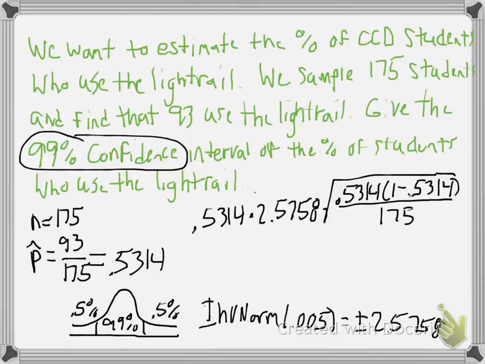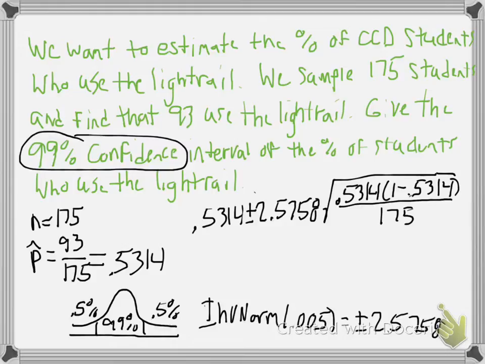Alright, so you type that into your calculator in the same order. So I do 0.5314 times 2.5758. Or no, sorry. Ooh, I'm making a big mistake. Sorry, this wasn't 0.5314 times, it was plus or minus. Plus or minus right there. Ooh, let me erase that and fix that. I'm sorry, guys. So, plus or minus 2.57. So let me erase my calculator.